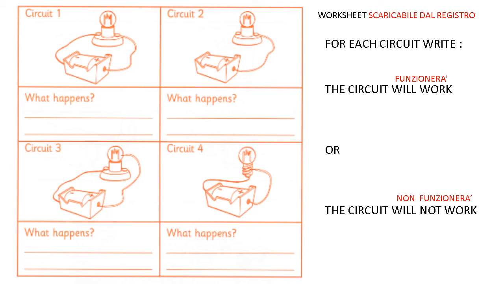Now try this worksheet. You'll find it on the register. For each circuit 1, 2, 3, 4, write in the space below what happens. The circuit will work or the circuit will not work. When you have done that, watch the last part of the video to check your answers.